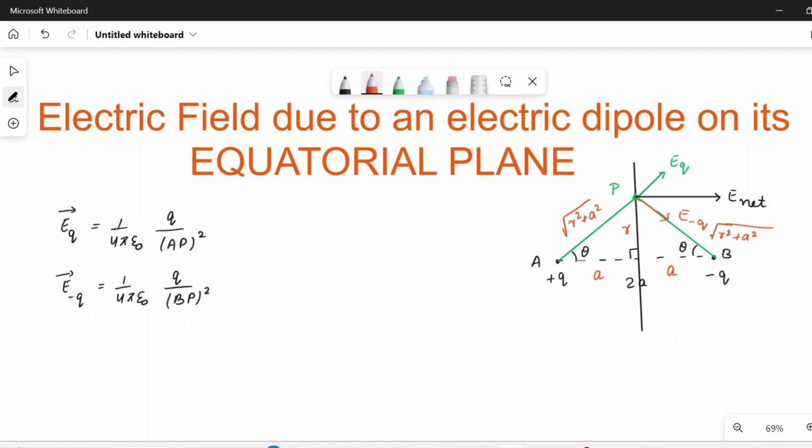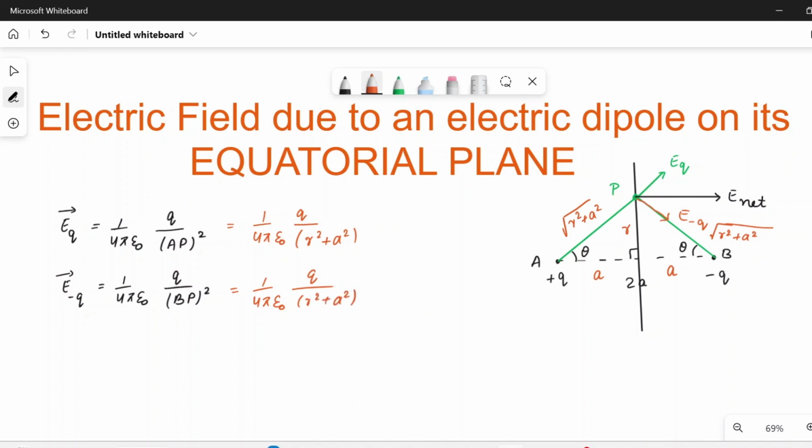Now this will be rewritten as 1 by 4 pi epsilon naught Q upon AP square. What is AP? AP is a root, so the square will remove the root: R square plus A square. Here it will be 1 by 4 pi epsilon naught Q upon R square plus A square, because BP is also that.